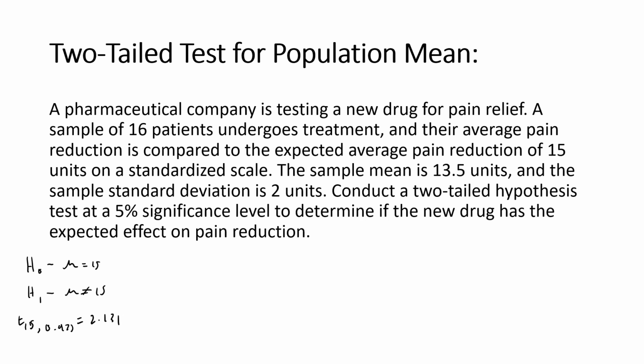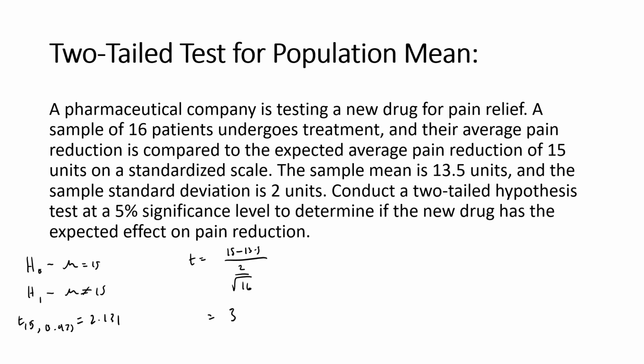Next, we find our t value. T is equal to 15 minus 13.5 over s, which is 2 over root sample size, which is 16, and this gives us 3.